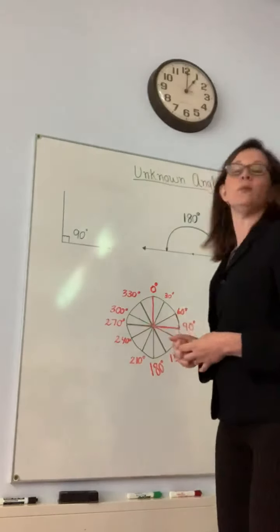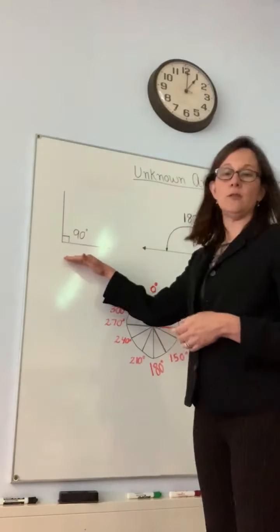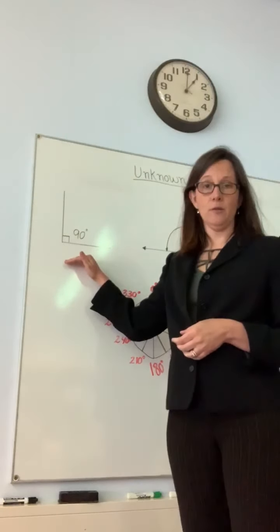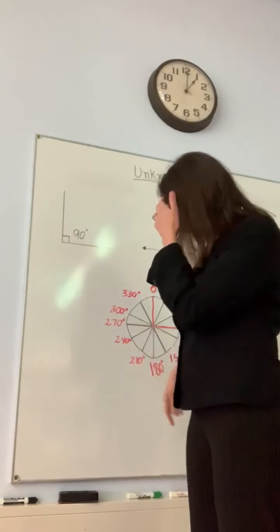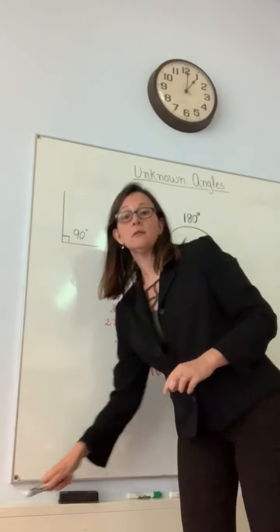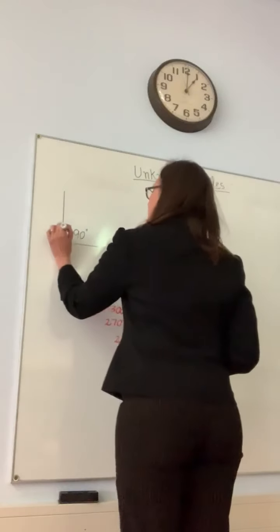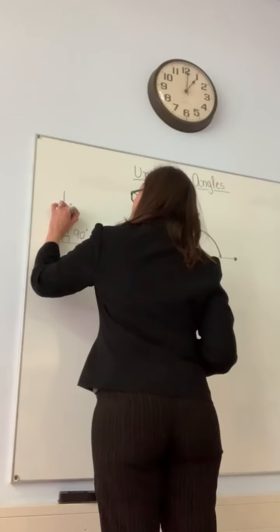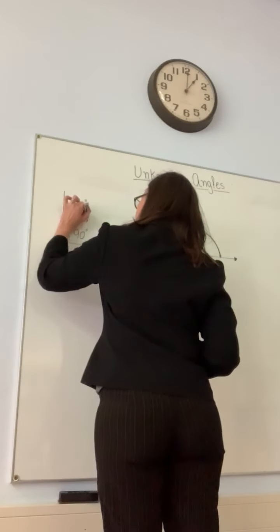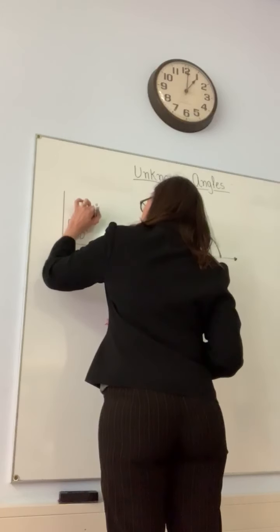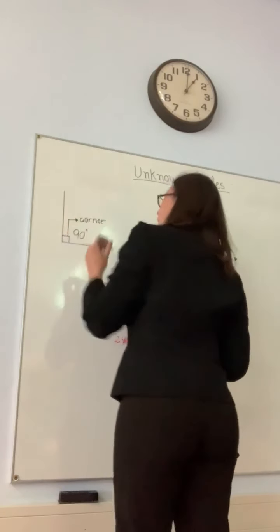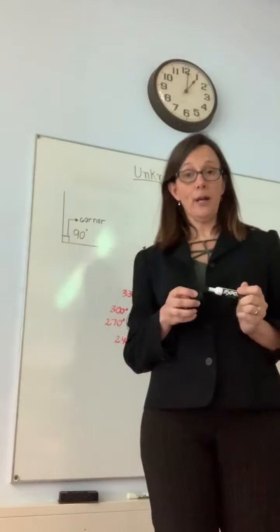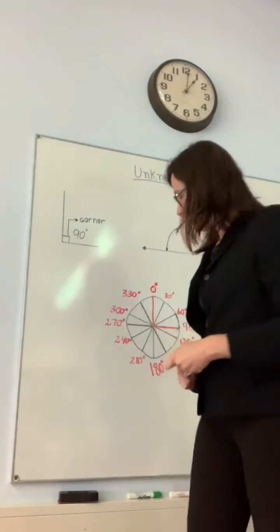So the first angle that we're going to talk about is this angle here. It's a 90-degree angle. And this little square inside is called a corner, okay? A 90-degree angle is known as the right angle, okay?